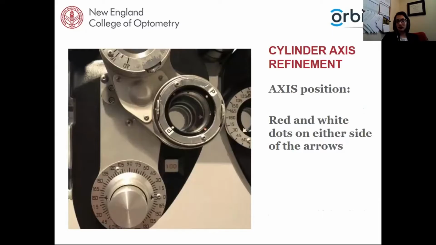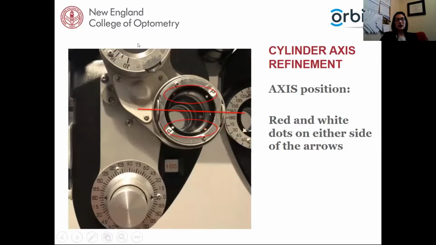So what does axis position mean versus power position? Axis position is when you have the red and white dots here. So you have your red dot here, white dot here, on either side of the arrows. And so here's our arrows at 180 because that was the axis that we found on our retinoscopy. So this is 180. You have another arrow actually here. There is one here, it's just getting cut off from the picture. And so on either side of the arrow, you have your red and white dots. And that is axis position. And we'll talk in a moment how that is different than power position.